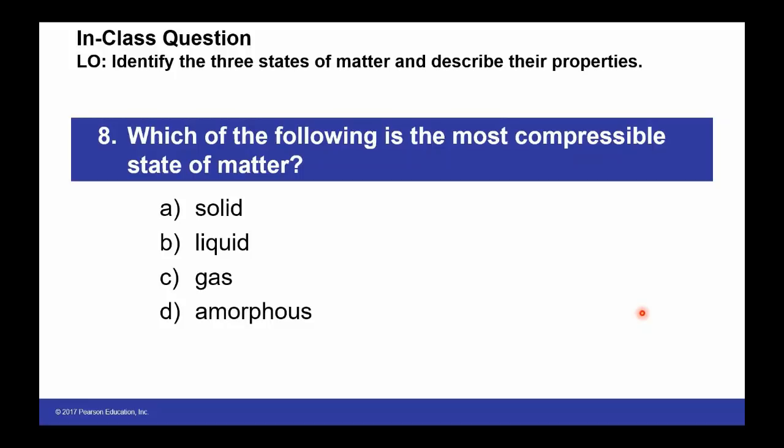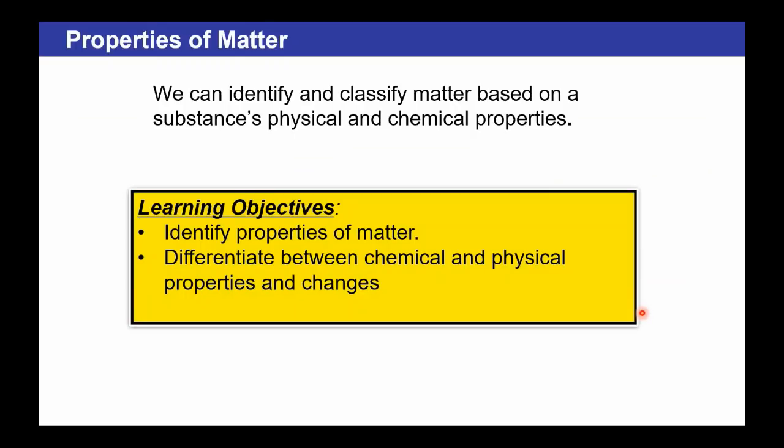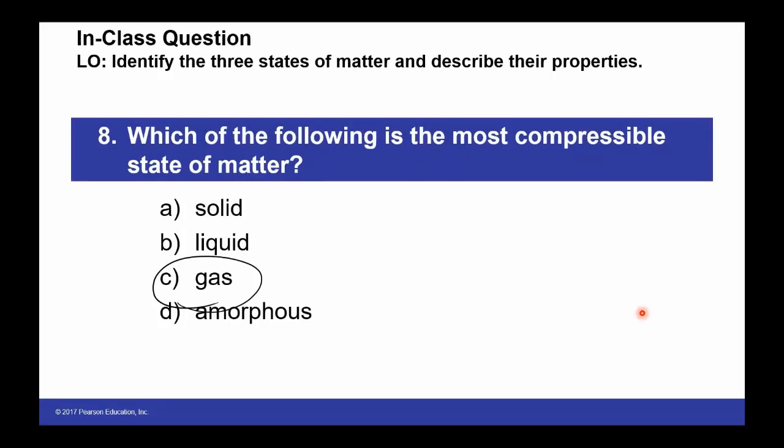Which of the following is the most compressible state of matter? All right, the answer is a gas. Why? Because solids, have you ever tried to squeeze a golf ball? Can you squeeze a golf ball? Nope, it's a solid. It's solid all the way through and through. So it's really hard to compress solids. Liquids can compress, but only to a certain amount. So the answer is gases. We will stop here and continue the rest of this lecture in class.